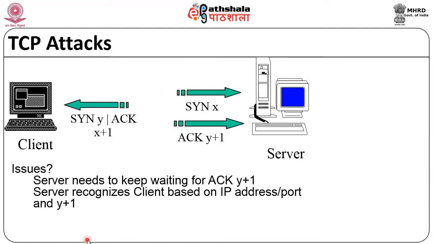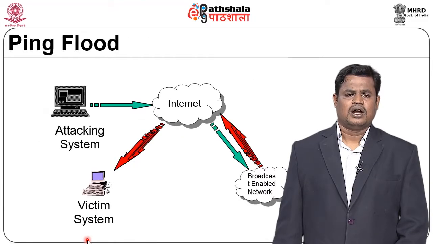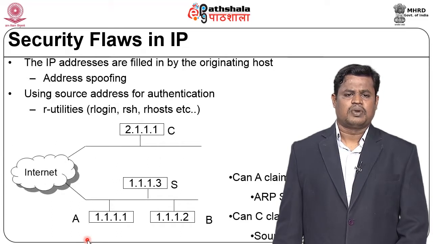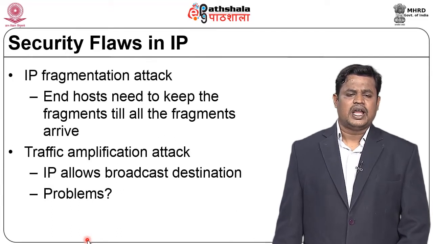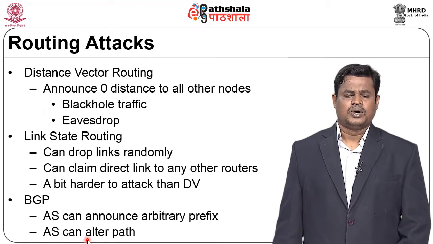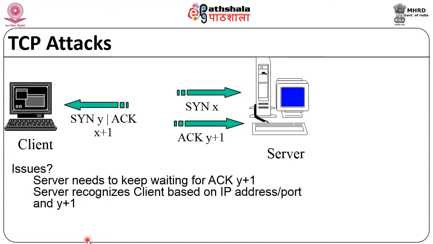The next comes the transport layer, after the network layer attacks. We have listed some network layer attacks like flaws in IP fragmentation, spoofing, ping with respect to ICMP attacks, and also routing attacks. But in the case of the transport layer, it is something different. They enter with the help of the core operation itself.